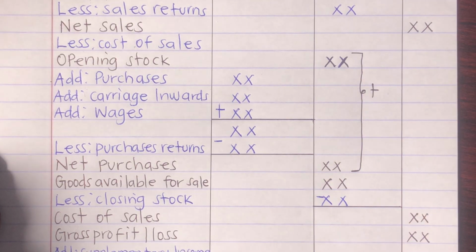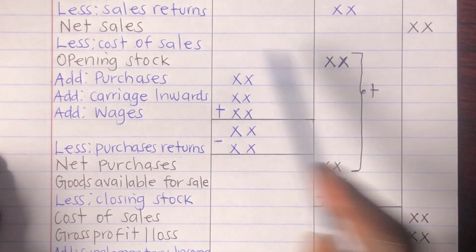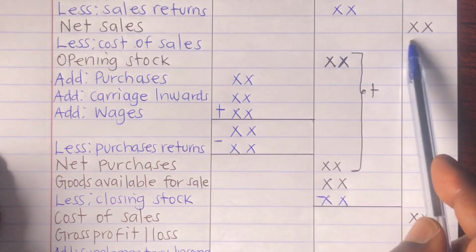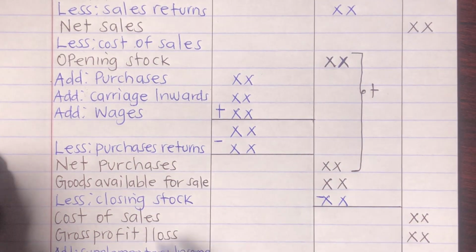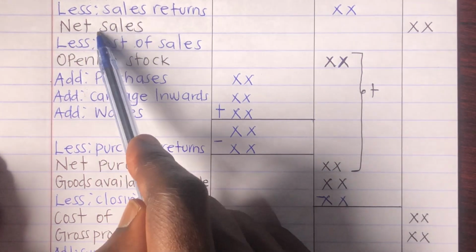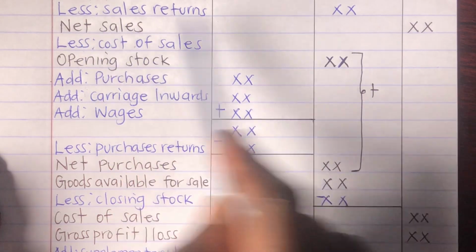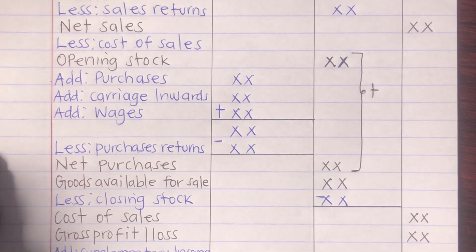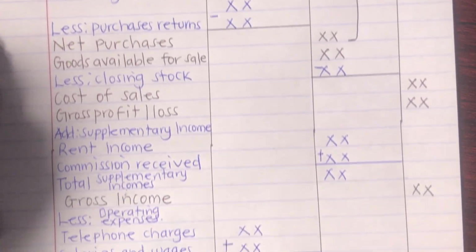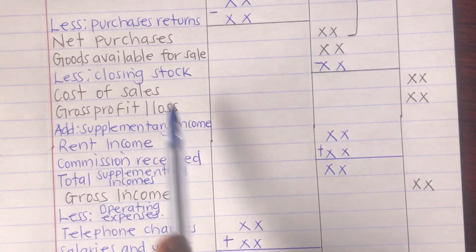So you come and compare net sales and cost of sales. When net sales are greater than the cost of sales, meaning it is a gross profit. But when the cost of sales is greater than net sales, it is a gross loss. So after obtaining the gross profit or gross loss, we are done. That is the trading account.